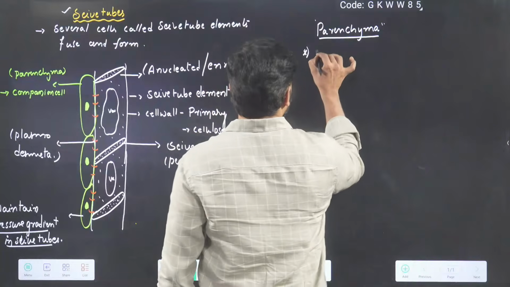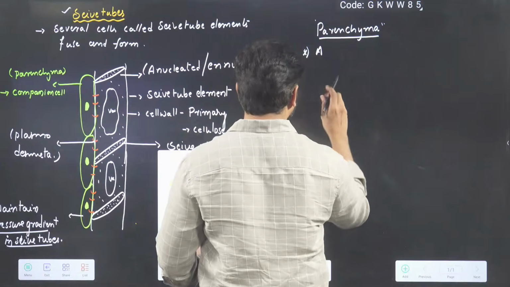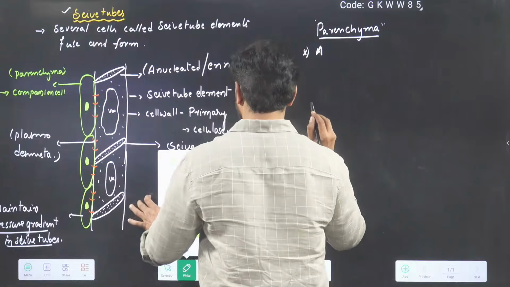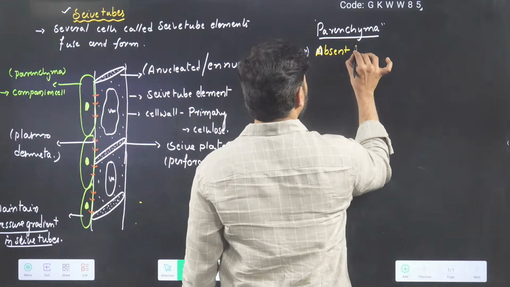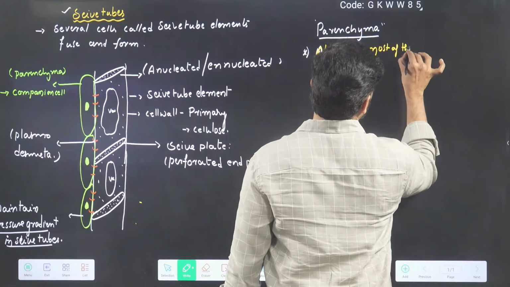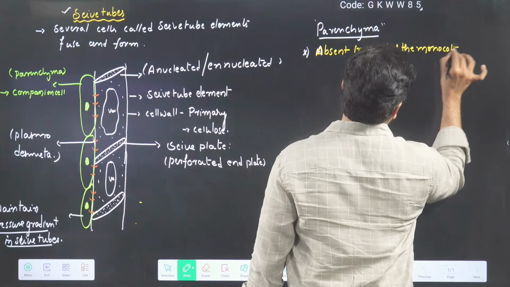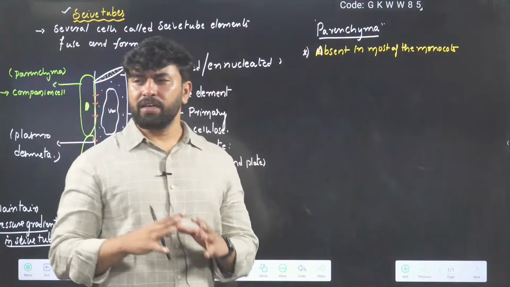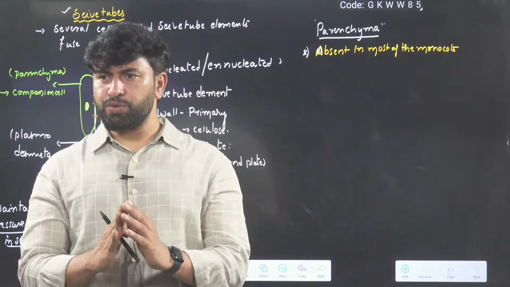phloem parenchyma is absent in most of the monocots. Very, very important. In most of the monocots, phloem parenchyma is absent. They don't actually need it. That's why they don't take any sort of parenchymatous tissue in their phloem.